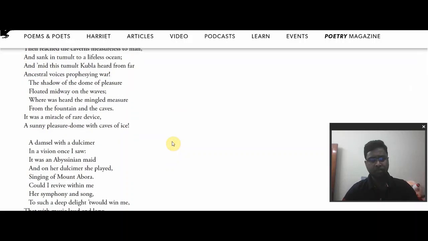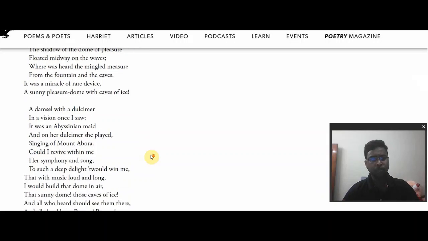We have seen that this shadow, the floating images of the pleasure dome falling upon the waves of the river, is called a rare device. It's called a miracle of rare device. It was a miracle of rare device, a sunny pleasure dome with caves of ice. This is very interesting. This is not only a paradox. How could a pleasure dome be built with ice, yet withstand sunlight? Now, in order to understand this paradoxical symbol of the pleasure dome, which is built with the caves of ice.